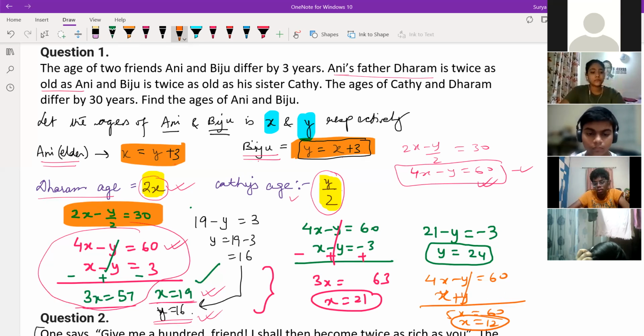So y is equal to how much you get? X is equal to 12, then y is equal to 15. Correct?